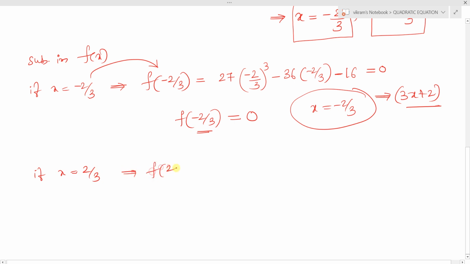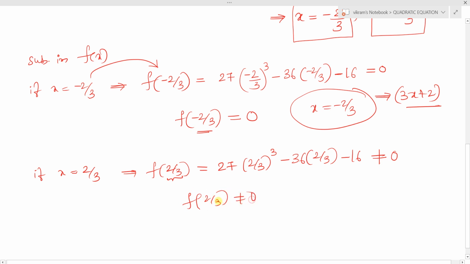If x is equal to 2/3, then the cubic equation becomes 27 into (2/3) whole cube minus 36 into 2/3 minus 16. If we simplify this, it is not equal to 0. So the value of x is not satisfying the given polynomial. That means f of 2/3 is not equal to 0, so x equals 2/3 is not a root of the given function f of x, the given cubic equation.